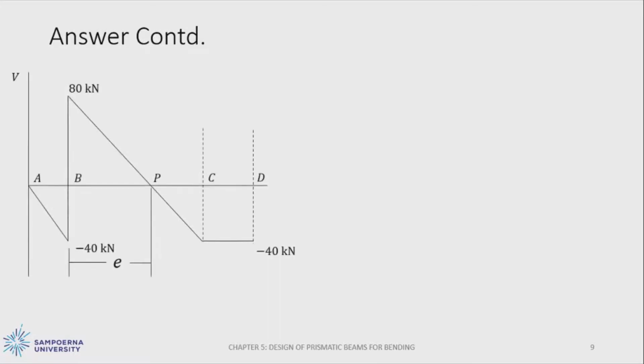Then after creating the shear force diagram as shown here, we need to find the point P where it intersects the 0 point. We can use congruence and similarity theories to obtain the distance from B to point P, and it will give us 1.6 meter.